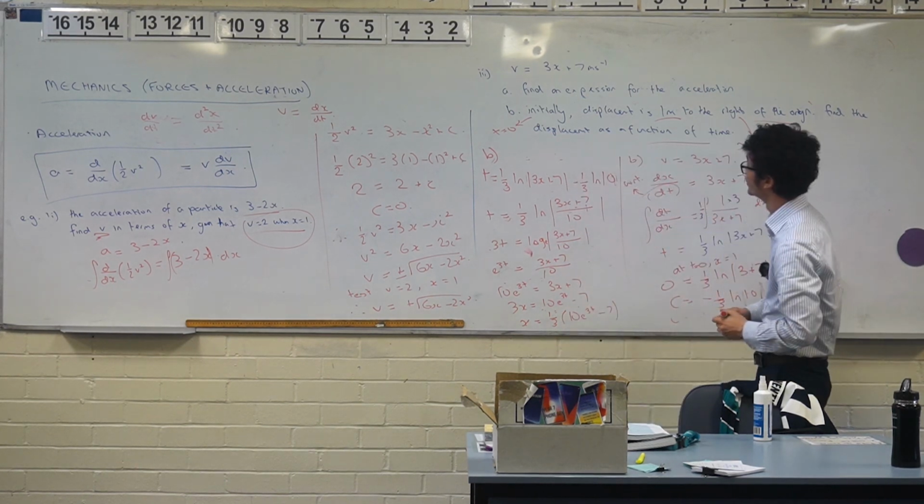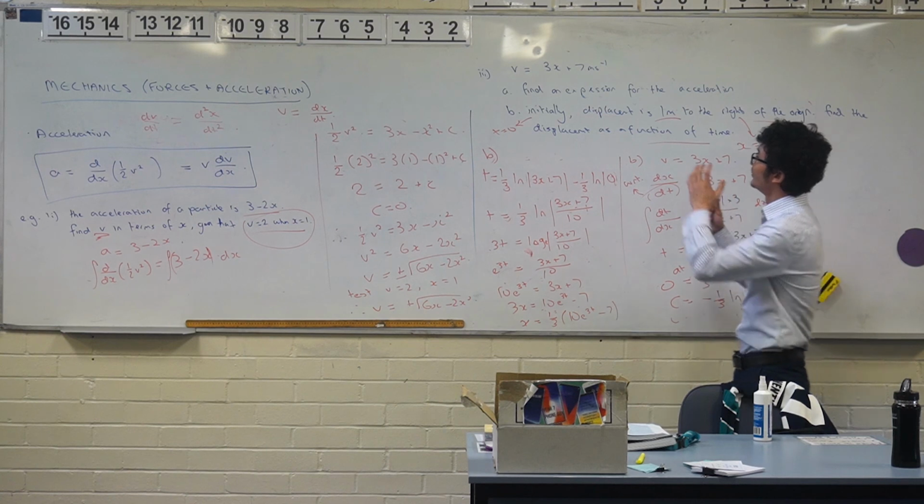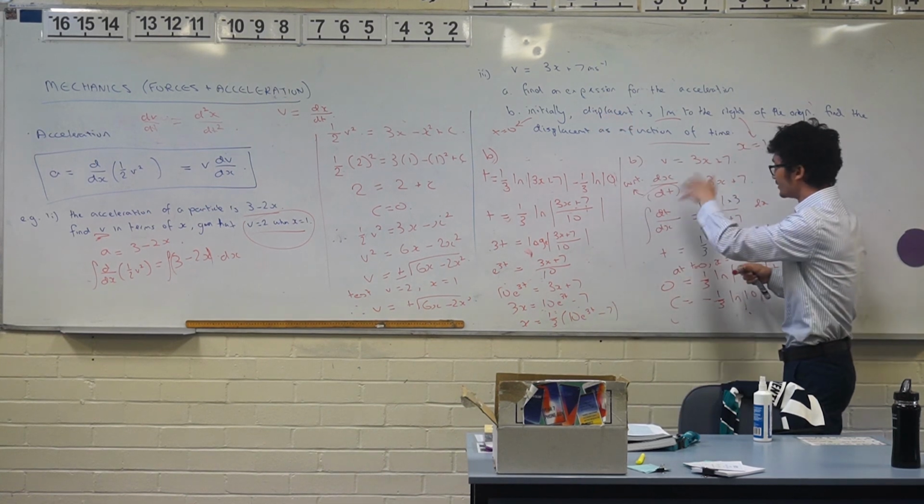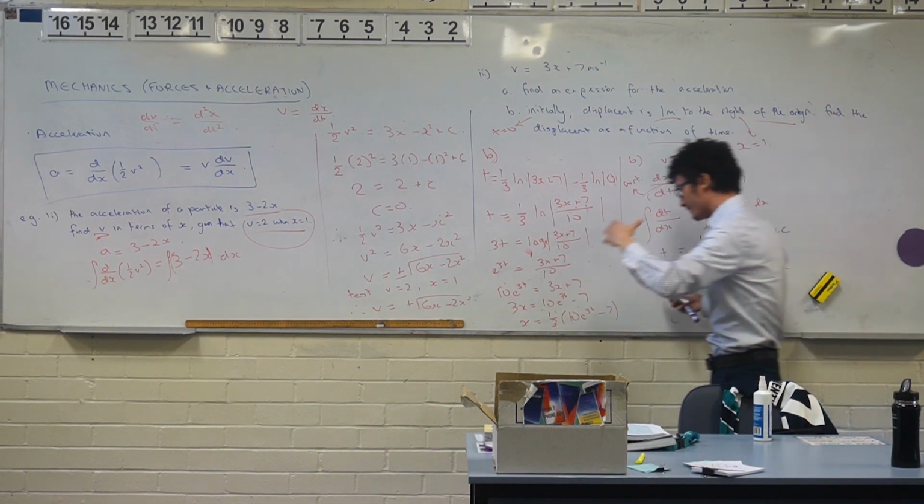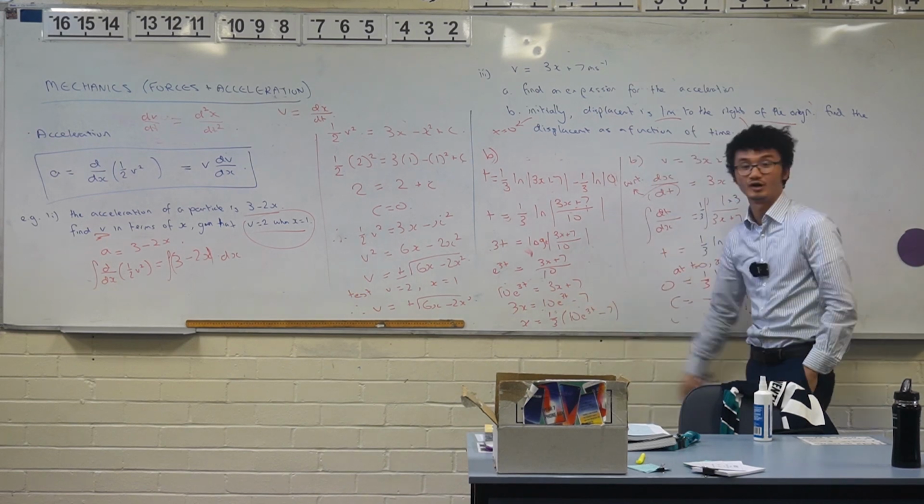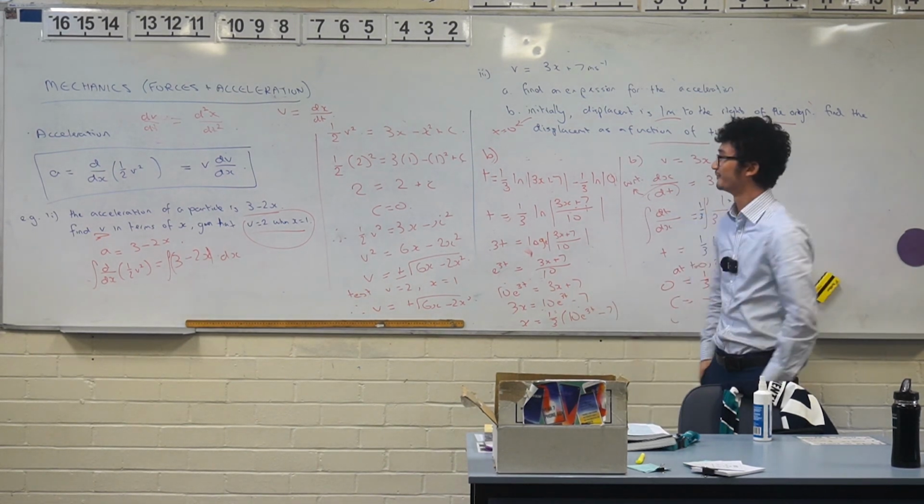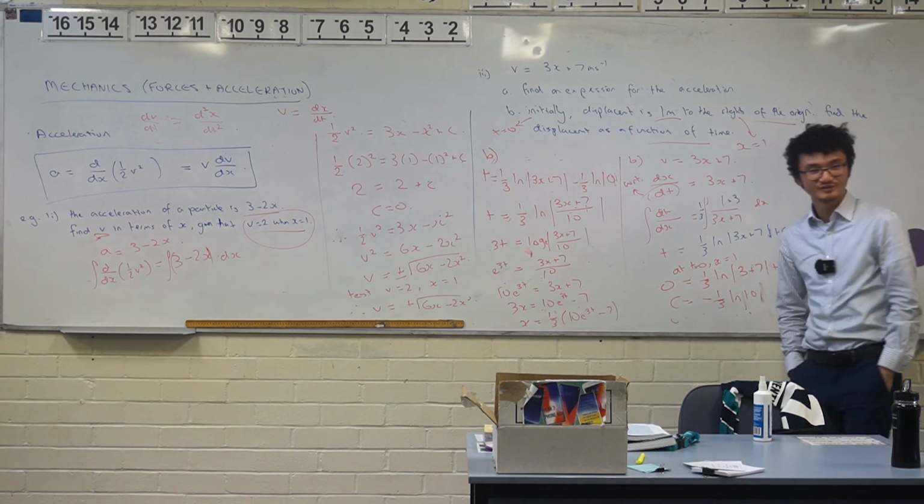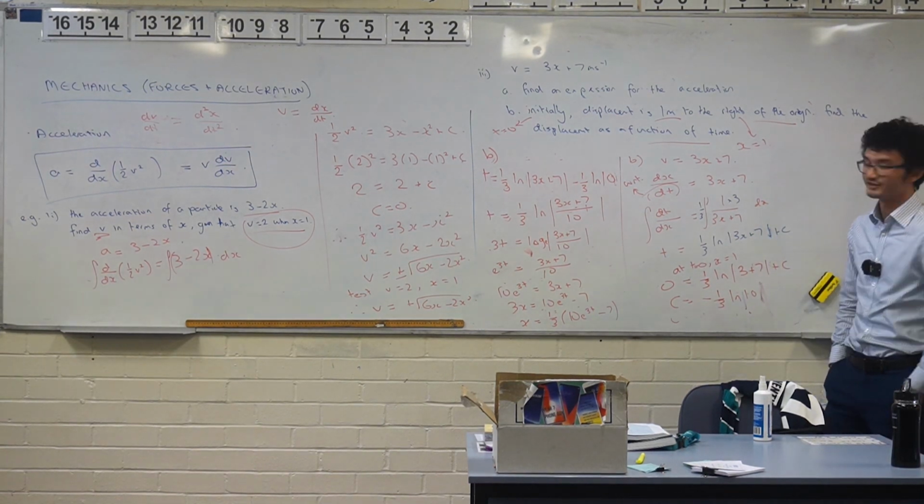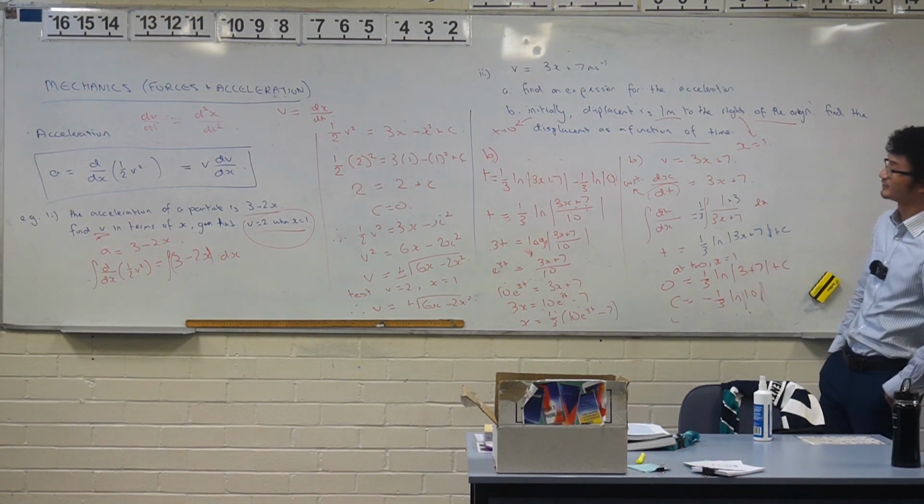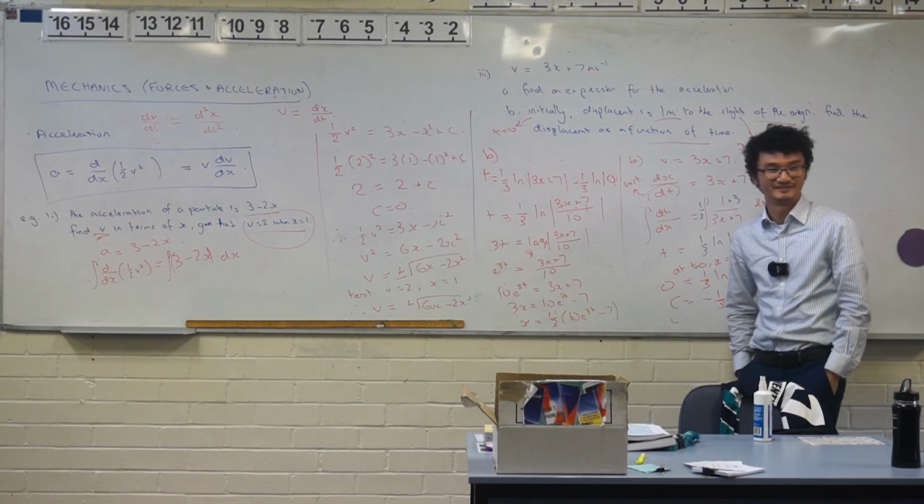And that's how you can go from having your velocity in terms of x, doing a bit of rearrangement and integration, and then ending up with x in terms of time, which is what we're usually used to seeing. Okay? So that's acceleration in terms of x. Well, actually, displacement in terms of time when we originally get back to.